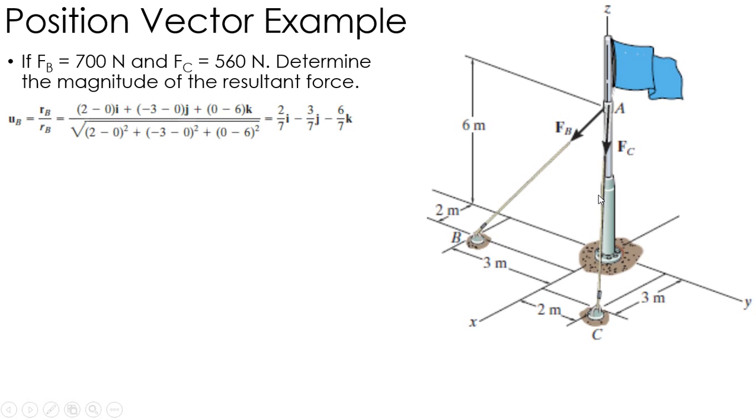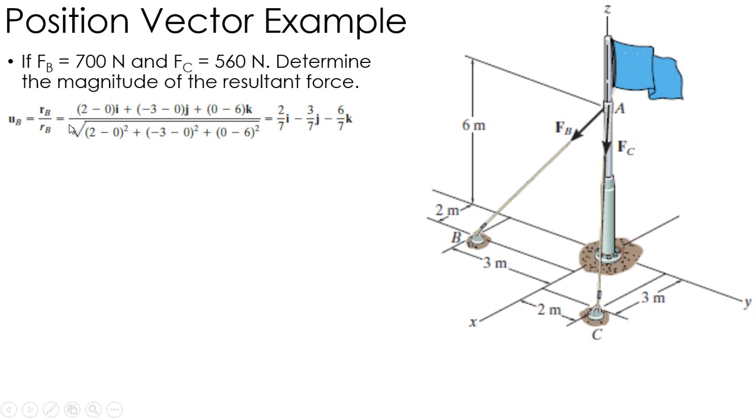That unit vector is found by taking the position vector going from A to B divided by the magnitude of that position vector, which is essentially the length from A to B. Moving from A to B, I end at 2, start at 0, so I move 2 in the x direction. I move minus 3 in the y direction, and negative 6 in the z direction.